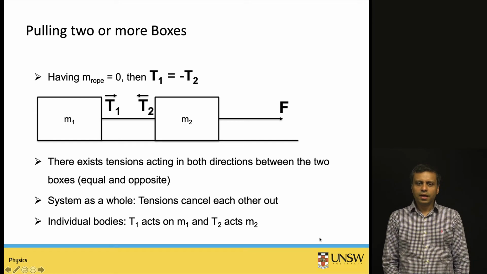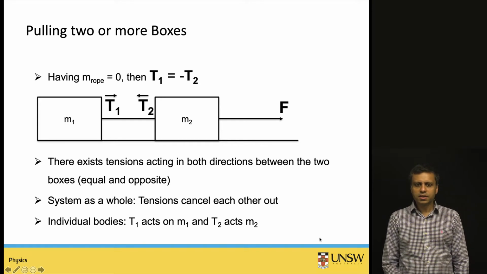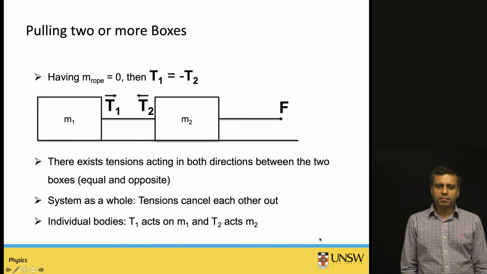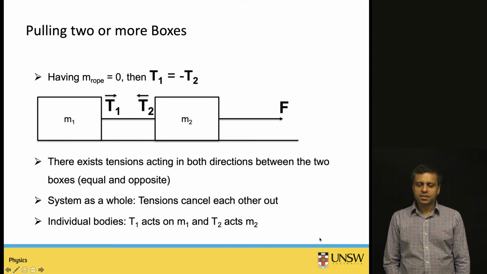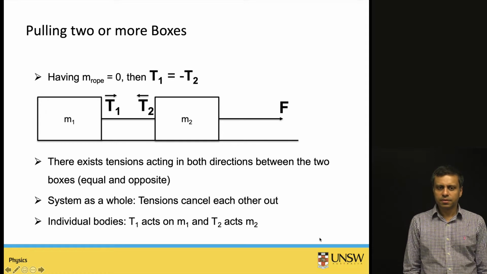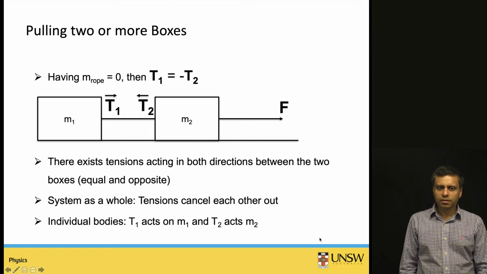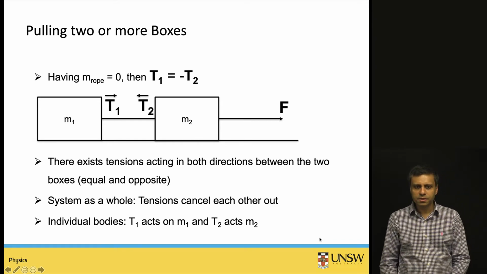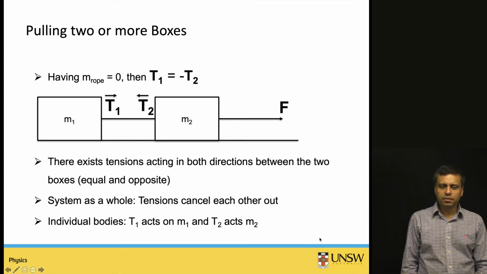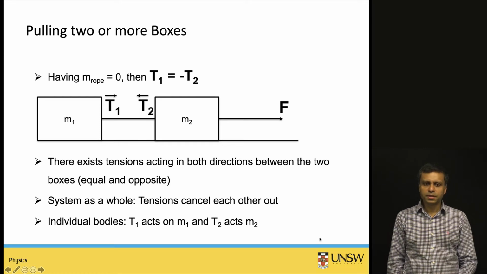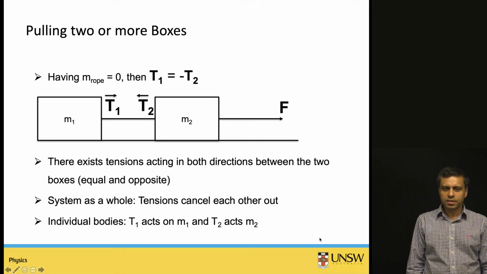So these are action and reaction forces, T1 and T2. For example, M2 is pulling M1 with a tension force T1, and M1 is pulling M2 with a tension force T2. Because the mass of the rope is 0, T1 and T2 are equal in magnitude, but as you can see, they are oppositely directed. That is, T1 equals minus T2. So if you treat the system as a whole, the collection of the two objects and the applied force, the tension forces cancel each other, and you don't need to consider them when you are obtaining all the forces acting on the system as a whole.